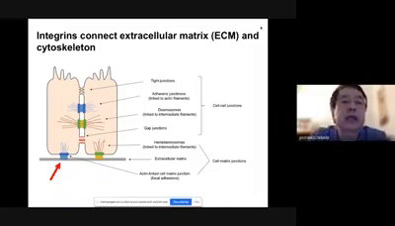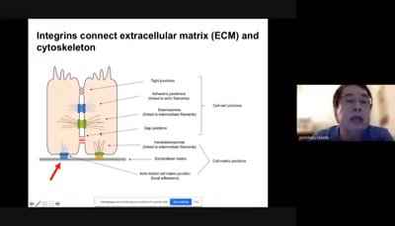So this is a mammalian cell, and this is the basement membrane. Can you see the pointer? The integrins are located between the cells and the basement membrane, basically connecting the cells and the basement membrane. The basement membrane consists of extracellular matrix proteins.